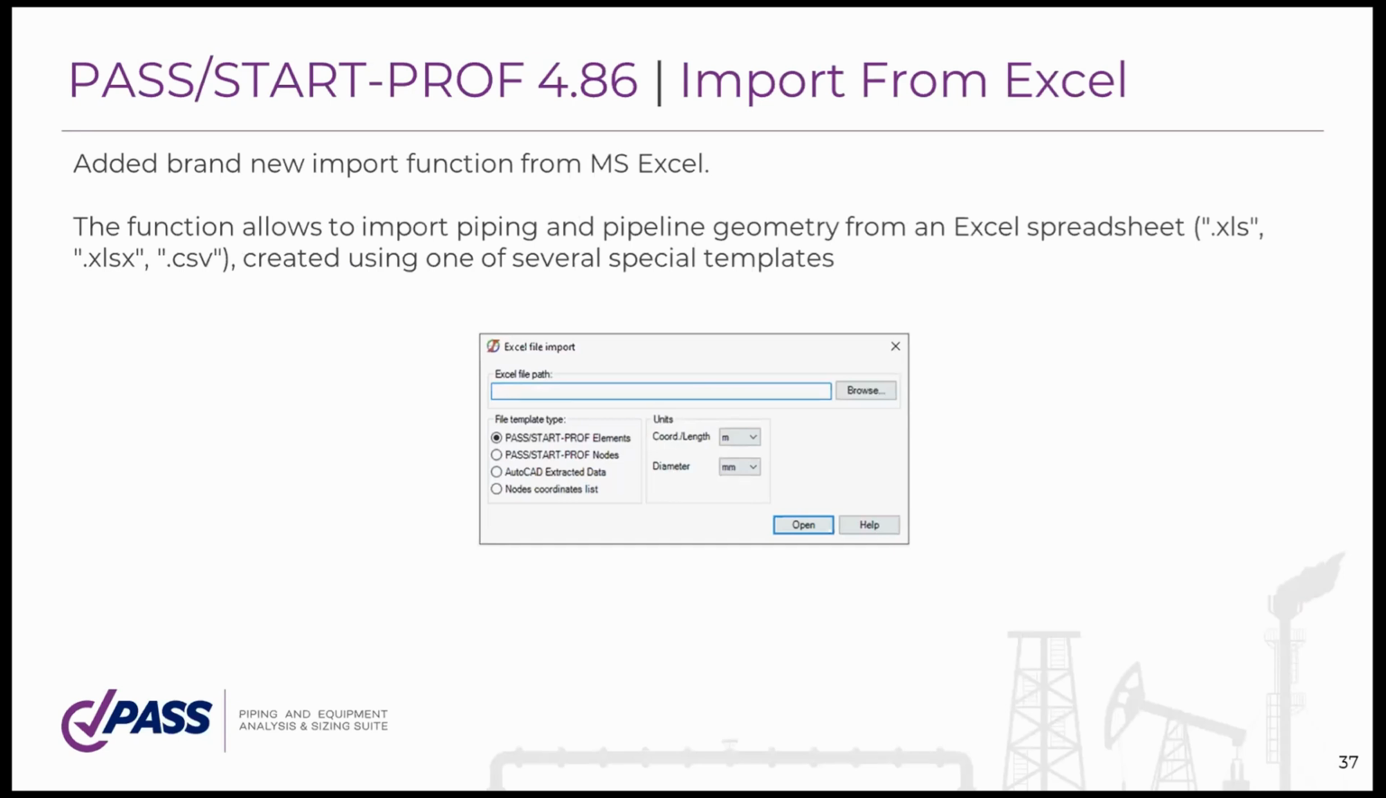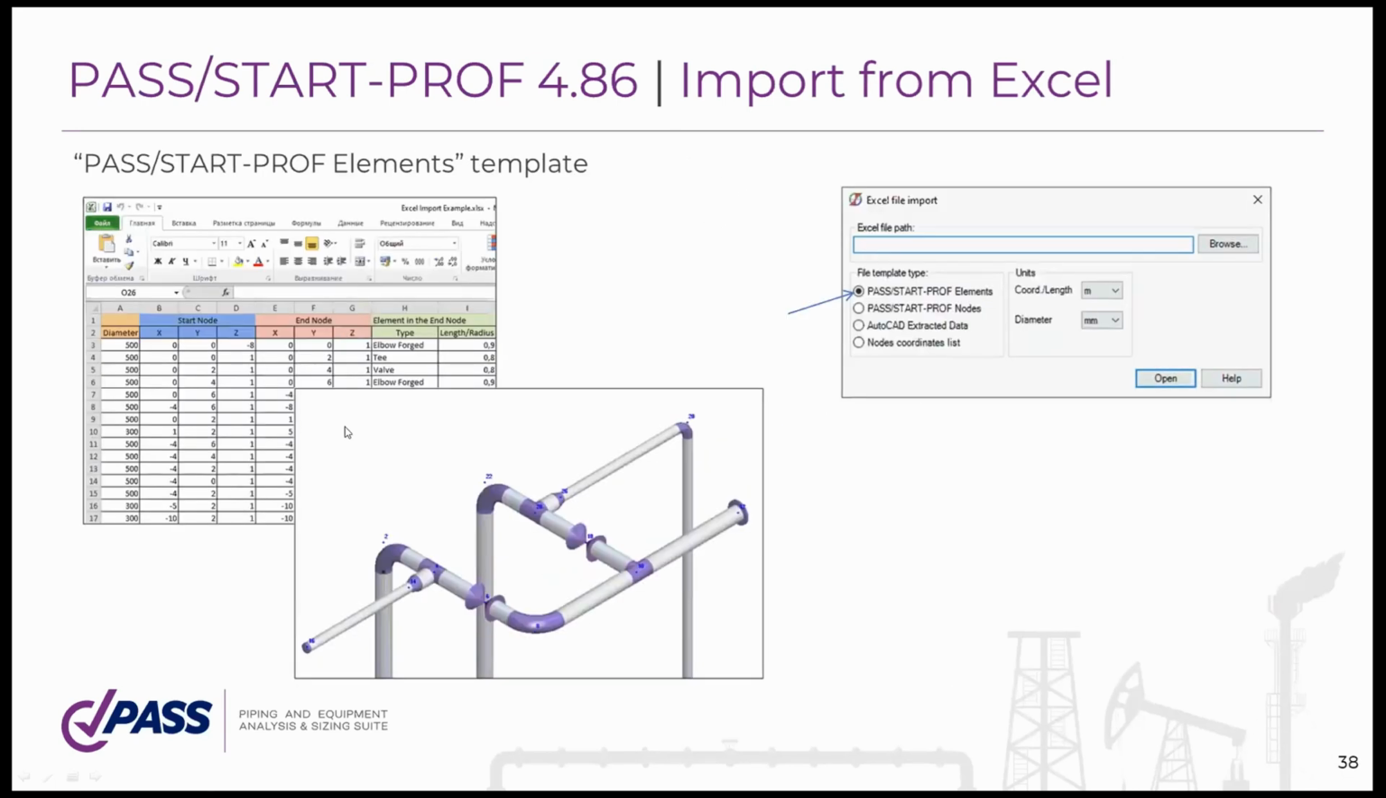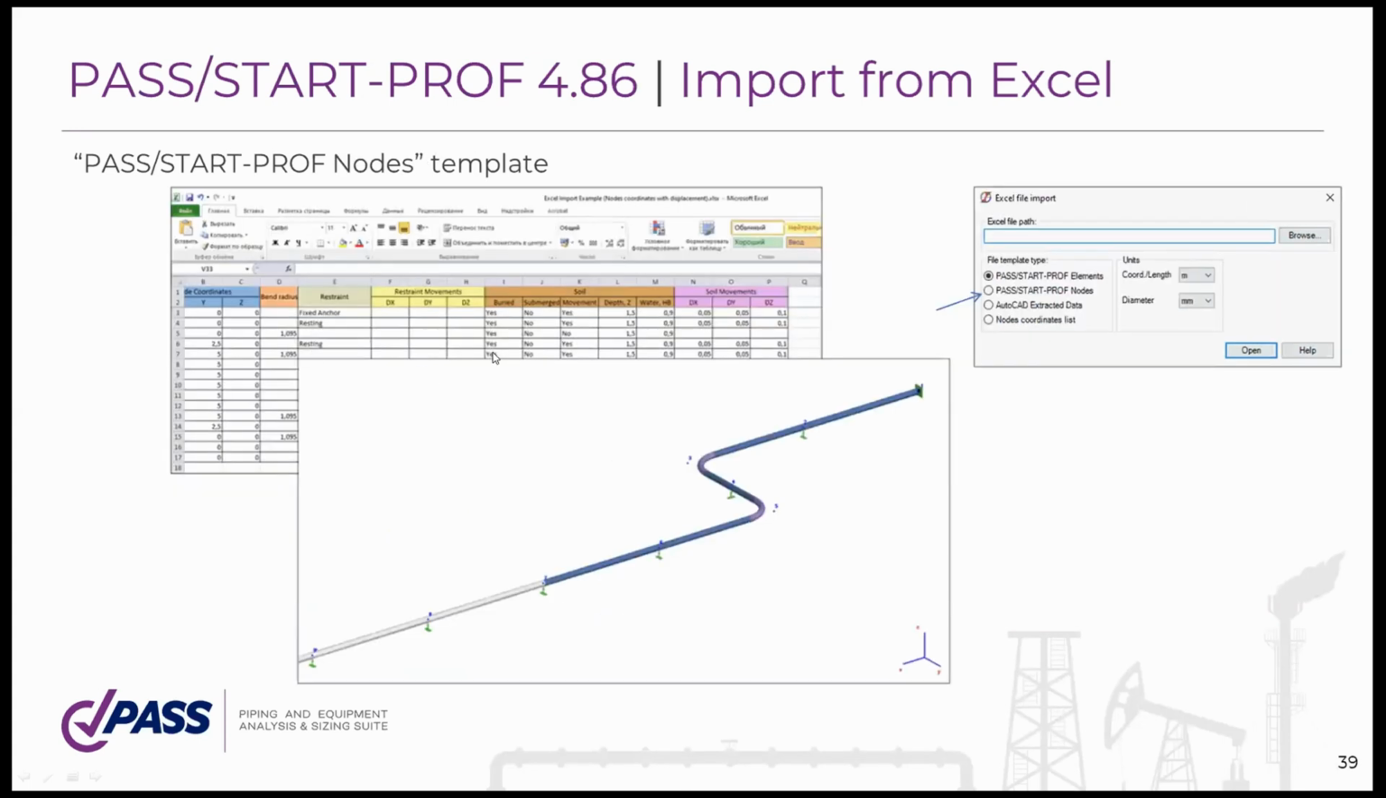The next feature is the import from Microsoft Excel. We have several templates. The first template is for 3D piping, and it looks like this. The second template is mostly for pipelines, including the buried pipelines. You create some Excel table with properties of each pipe, bend radius, restraints, soil properties, and soil movements. So you can model, for example, the landslide effect, the soil drop, or seismic fault model, and any other features for buried pipelines, and just import it into START-PROF.